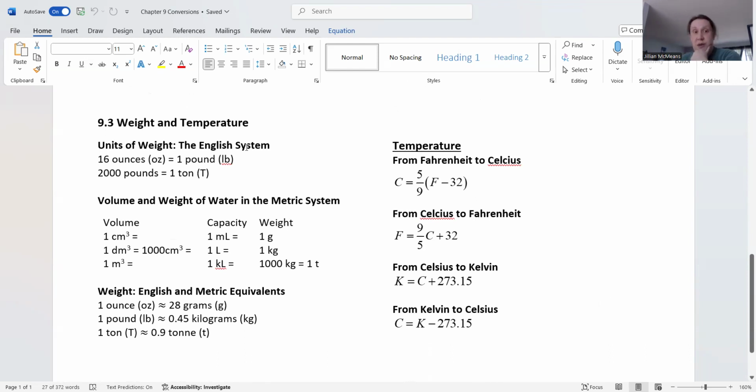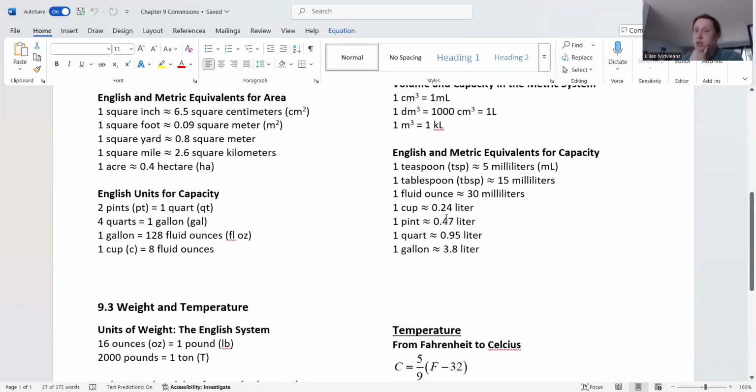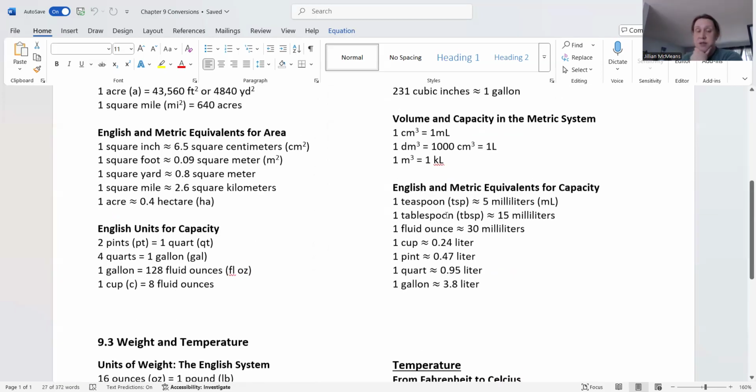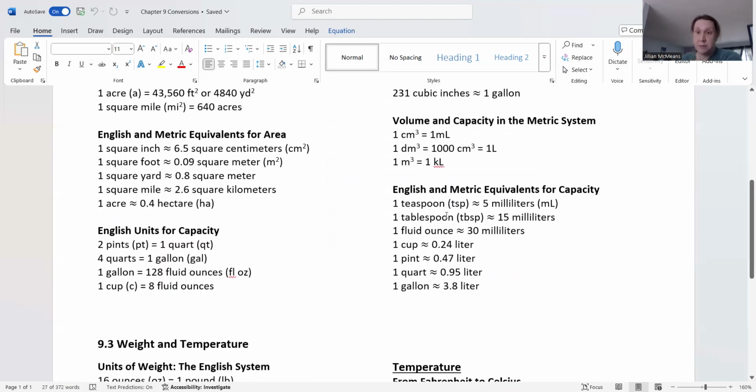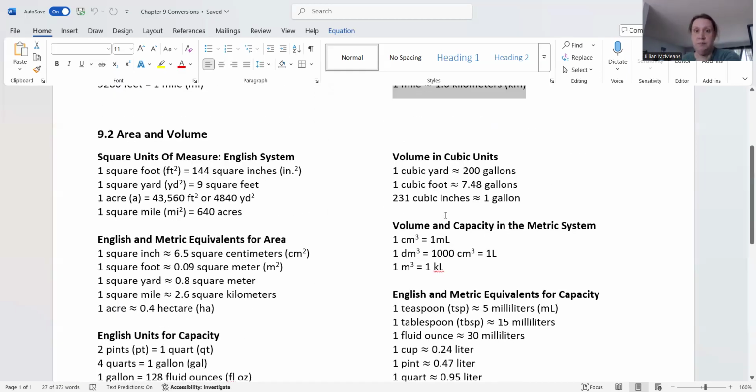So units of weight, we have the English system, volume and weight and water in the metric system, and then weight, English and metric equivalents. Then we have temperature, okay? So lots and lots and lots of different conversions. I do not under any circumstances expect you to memorize these. This formula sheet will be allowed on your chapter 9 test. You'll also have conversions given to you on your final exam, okay?